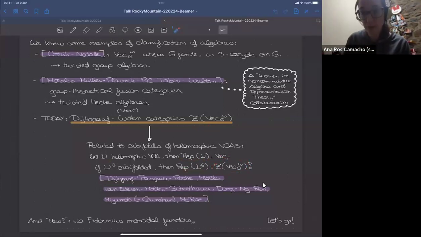This was first conjectured by Dijkgraaf, Pasquier, and Roche, and then proven progressively, under certain conditions, by Sven, Jethro, Niels, Dong, and Ren, in full generality. But actually there are some technical conditions to be taken into account. In full generality, not yet, but in the case of G solvable, this has been proven by Miyamoto, Carnahan, and Robert.